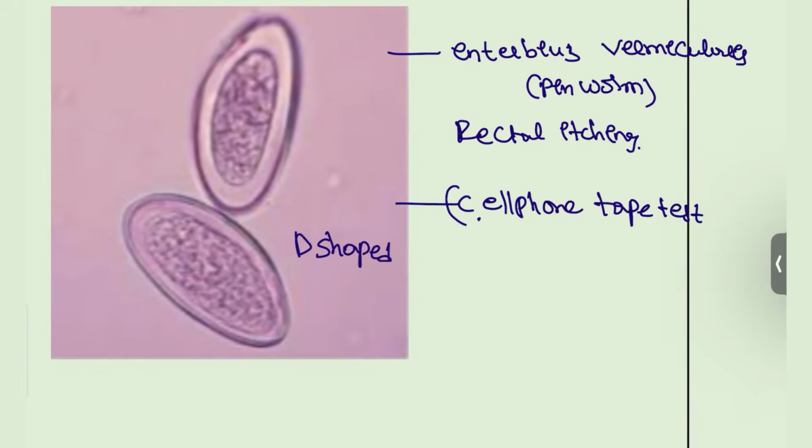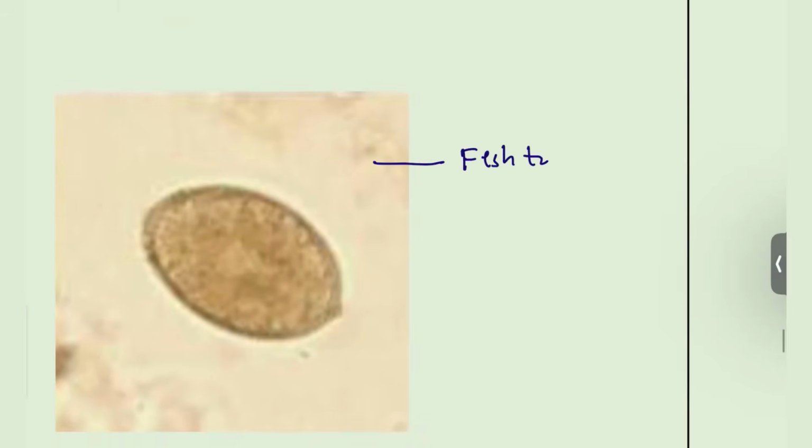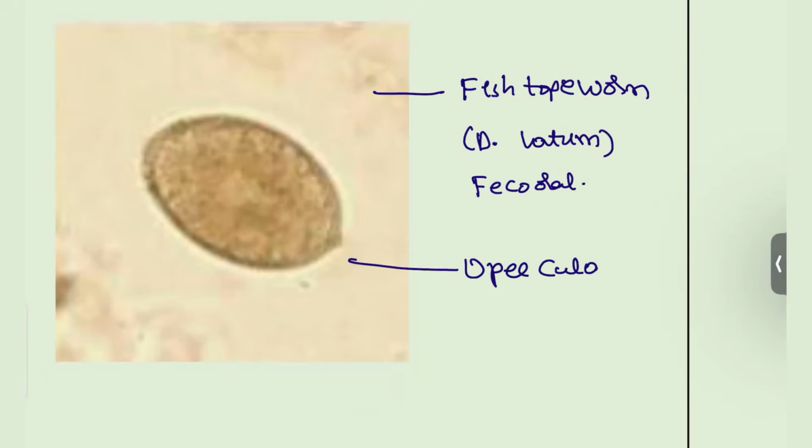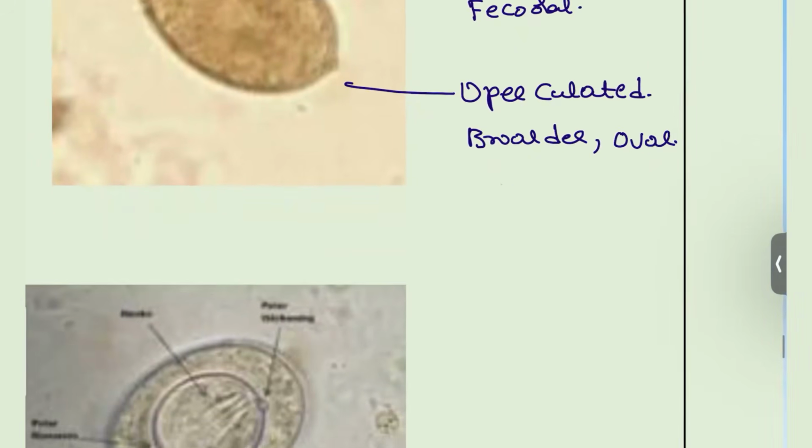These are the D-shaped eggs that you are going to see. Next one, this fish tapeworm specifically is caused by Diphyllobothrium latum. How is this transmitted? This is also the feco-oral route, but the specialty of this egg is that it is an operculated egg. Operculated and broader, oval-shaped egg is what you are going to see for this particular Diphyllobothrium latum.